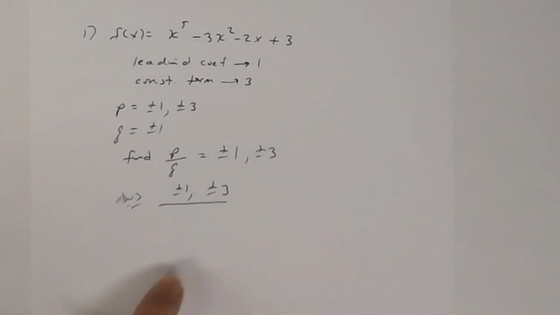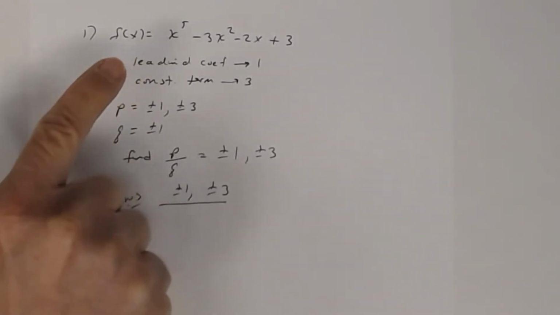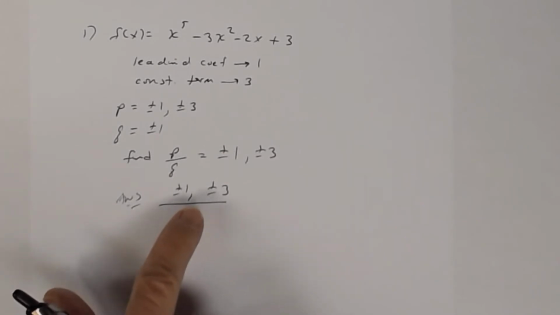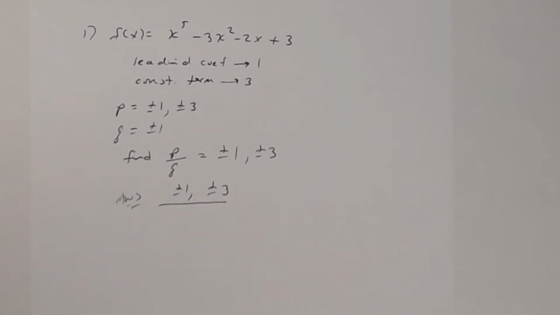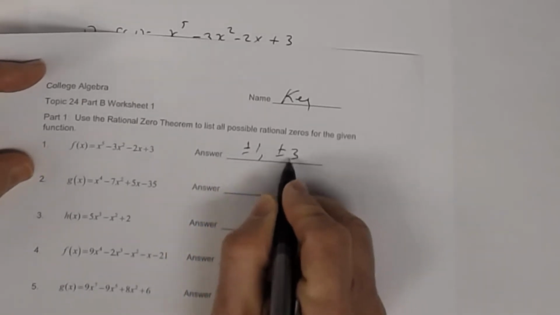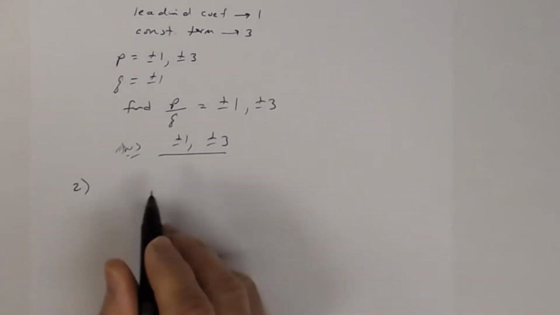Okay? All right. So if this function has any rational zeros, then it will have to be one of these. It will have to come from one of these. All right. So that's answer number 1. So the answer number 1 is plus or minus 1, plus or minus 3. Okay, let's look at number 2. So number 2, we have this function.